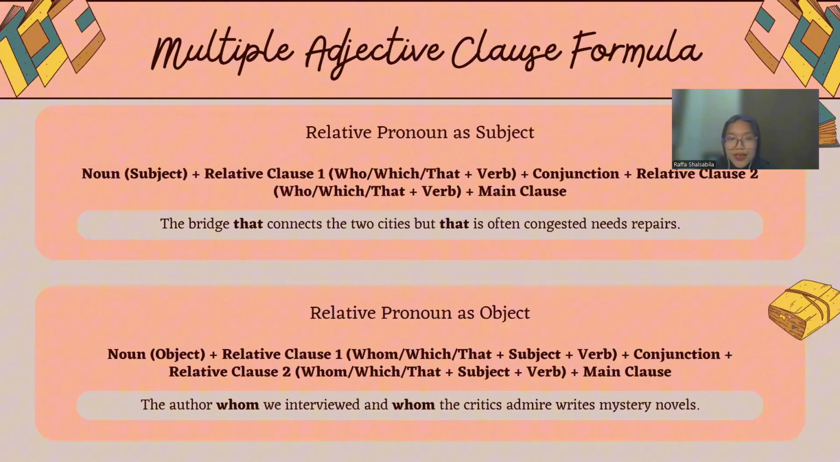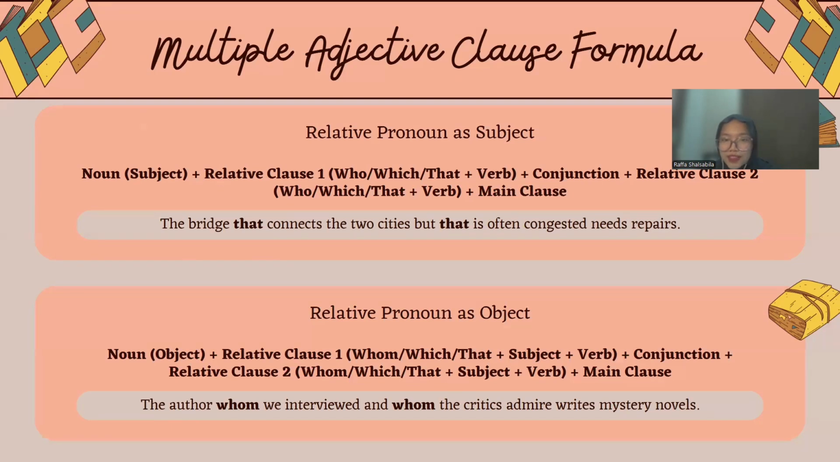The formula is noun as subject plus relative clause 1, who, or which, or that, plus verb, plus conjunction like and or but, plus relative clause 2, plus main clause. This means that we have one noun that is explained by two adjective clauses and it all adds up to a whole sentence. For example, the bridge that connects the two cities but that is often congested with repairs.